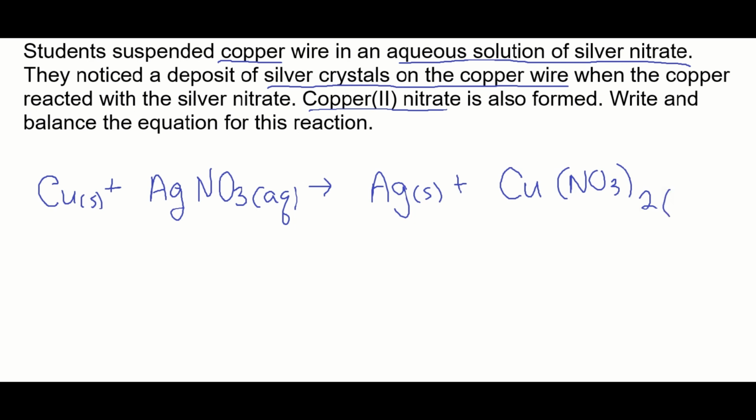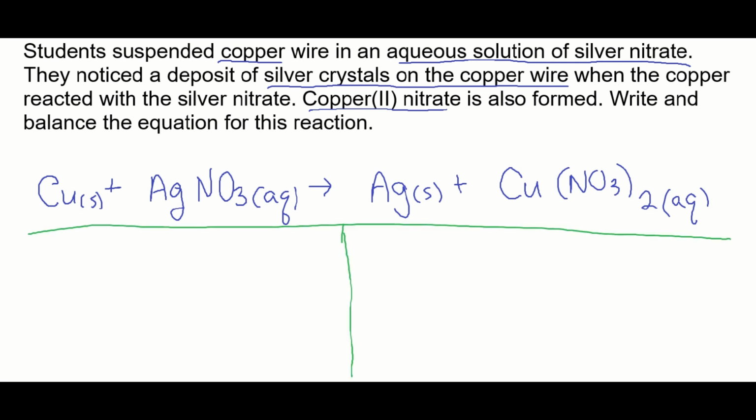Now, this is also in solution. So you'll know this by the end of this chapter. But the primary skill here we want to focus on is balancing the equation. On the left side, I see a copper, and I see one of those. I see silver, I see one of those.